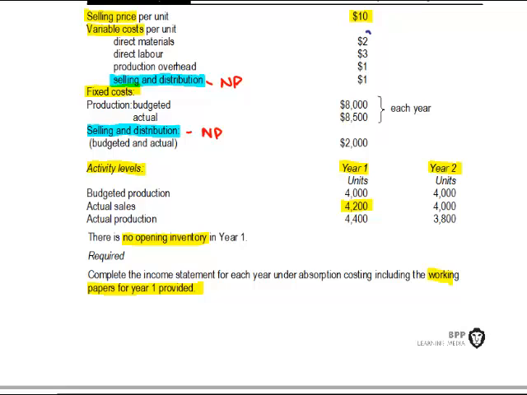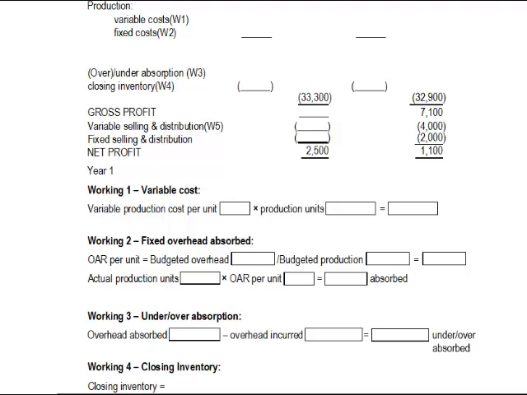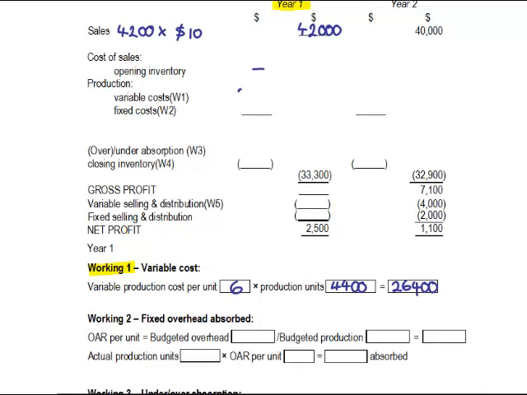So we've got some labour, materials and variable overhead, and that comes to a total of 6 per unit. And the production is 4,400 units. So our first working 1, we can fill that in. We've got a variable production cost per unit of 6 multiplied by 4,400 gives $26,400. So we can put that into our statement, 26,400 there. But because we're doing absorption costing, we also need to include an element of fixed cost.